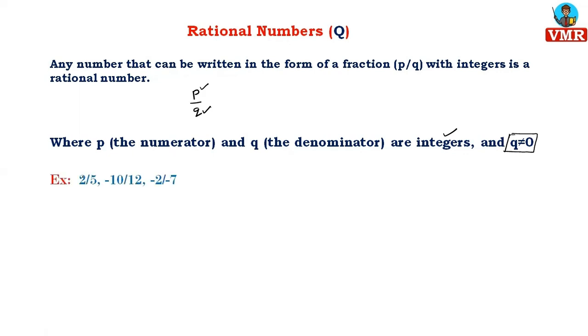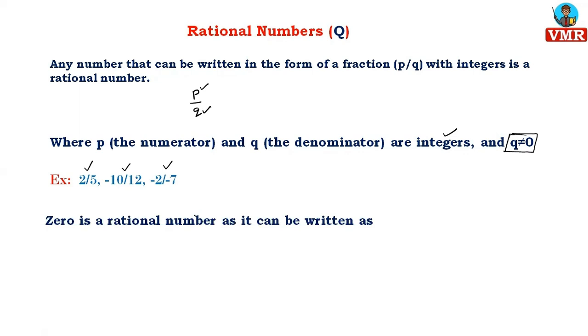Now if we take some examples, 2 by 5 is a rational number, minus 10 by 12 is also a rational number, minus 2 by 7 is also a rational number. The integer can be negative, 0, or positive, but q should not be equal to 0. The denominator is not equal to 0.